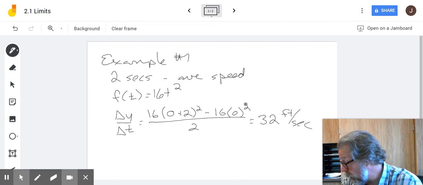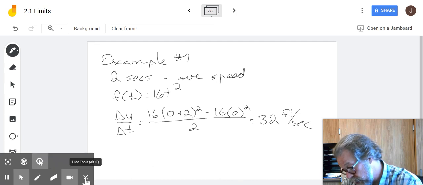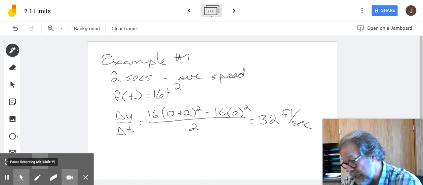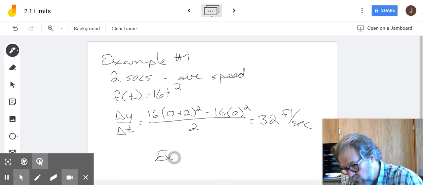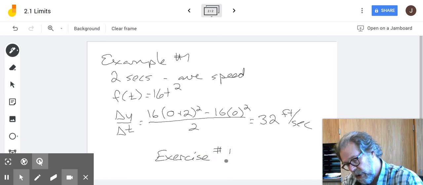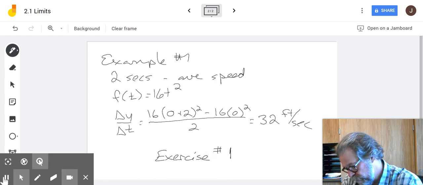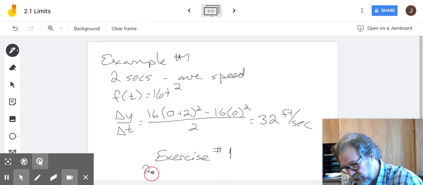Okay, so I'm going to stop the video here and start a new one for the next problem. Why don't you go do exercise 1 in the book? And this is again section 2.1.